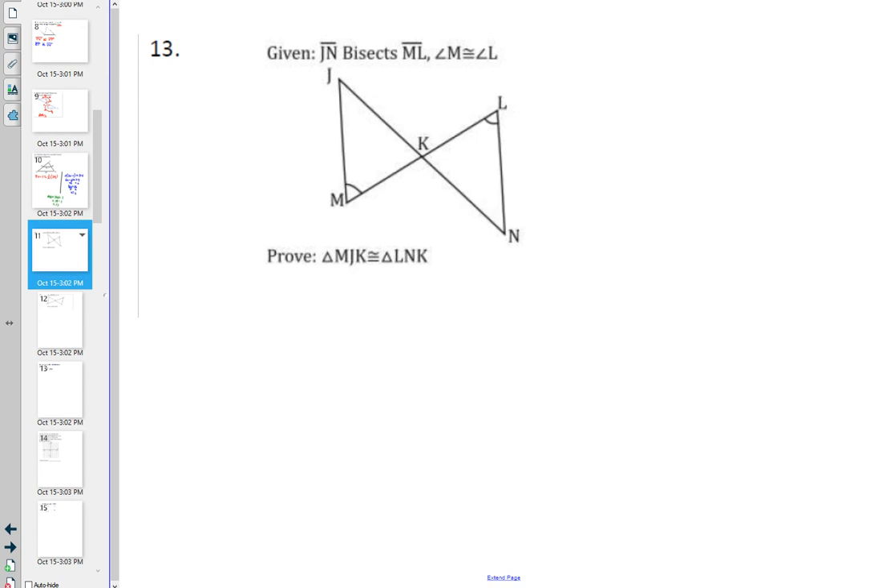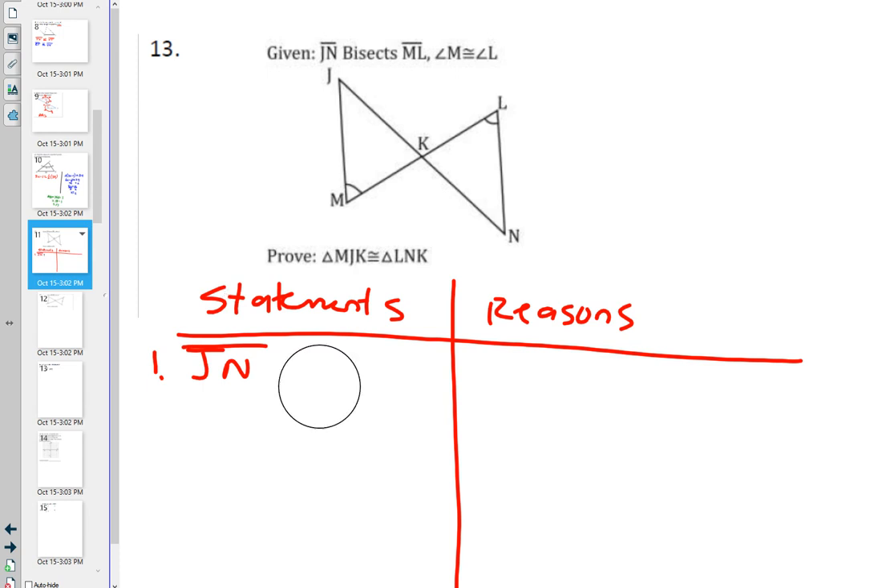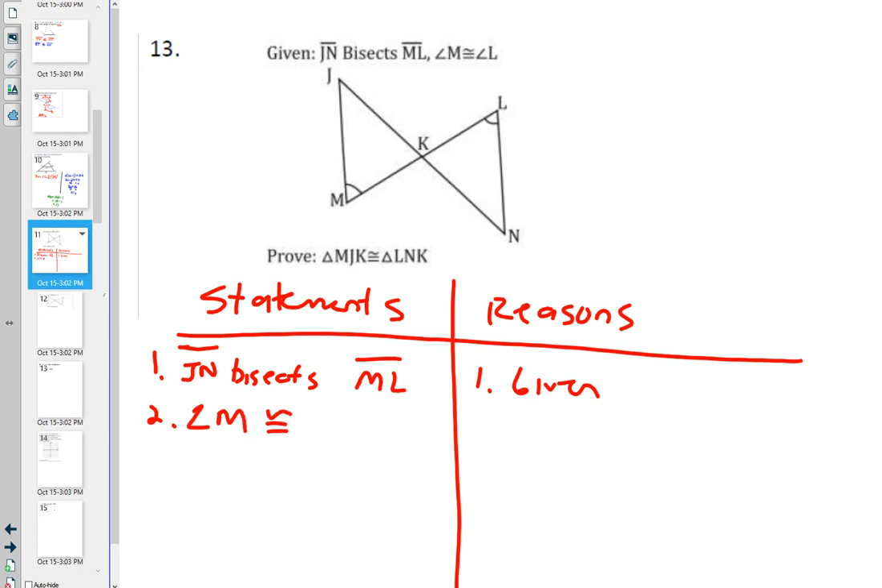Okay, proofs. Let's prove that these two triangles are the same. Let's do a two-column proof with statements and reasons. They tell me statement 1 is that JN bisects ML, and that's given. Then they tell me that angle M is congruent to angle L, and that's also given.